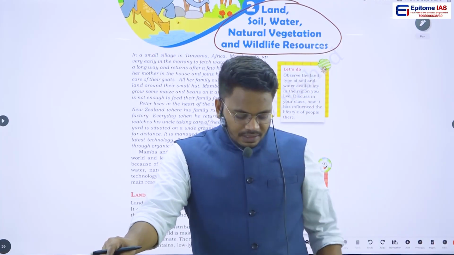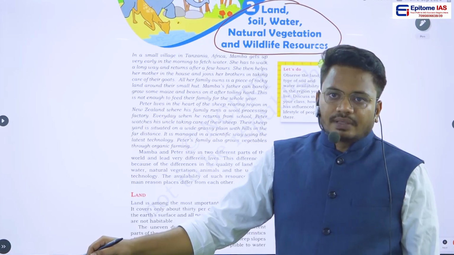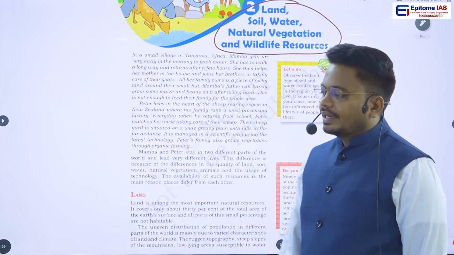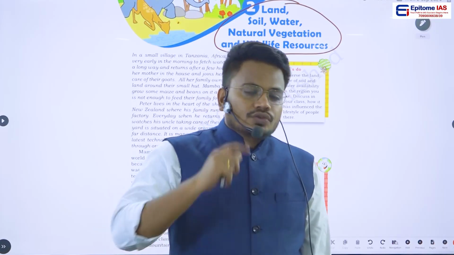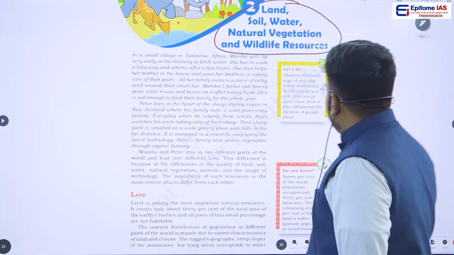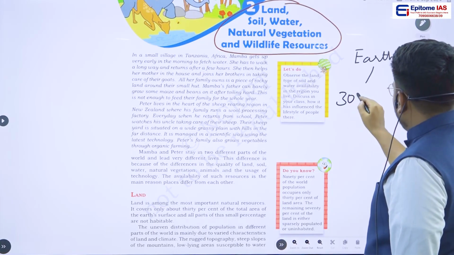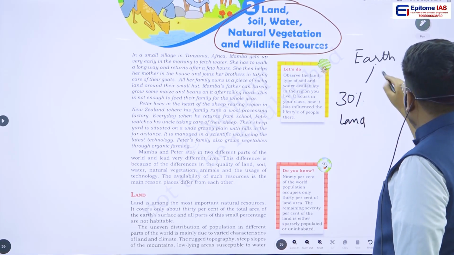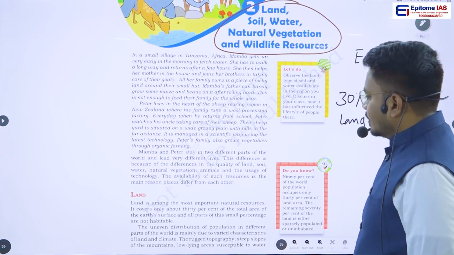In chapter number 2, as I told you earlier, we will be talking about land, soil, and water. We have already discussed these topics somewhere in previous NCERTs. So without any delay, the first topic in this chapter talks about land. What have we understood so far? That Earth has 30% land, and the remaining 70% is covered with water. This is the basic thing.